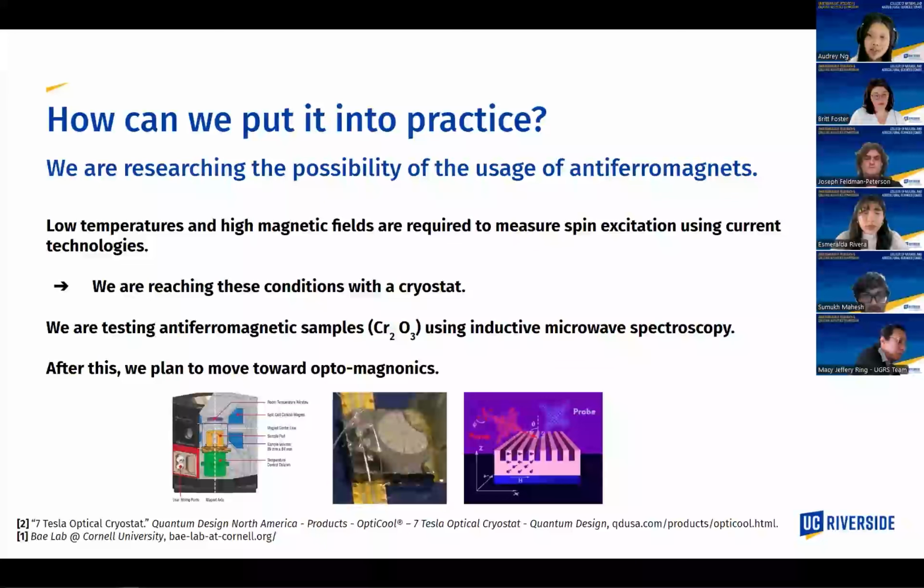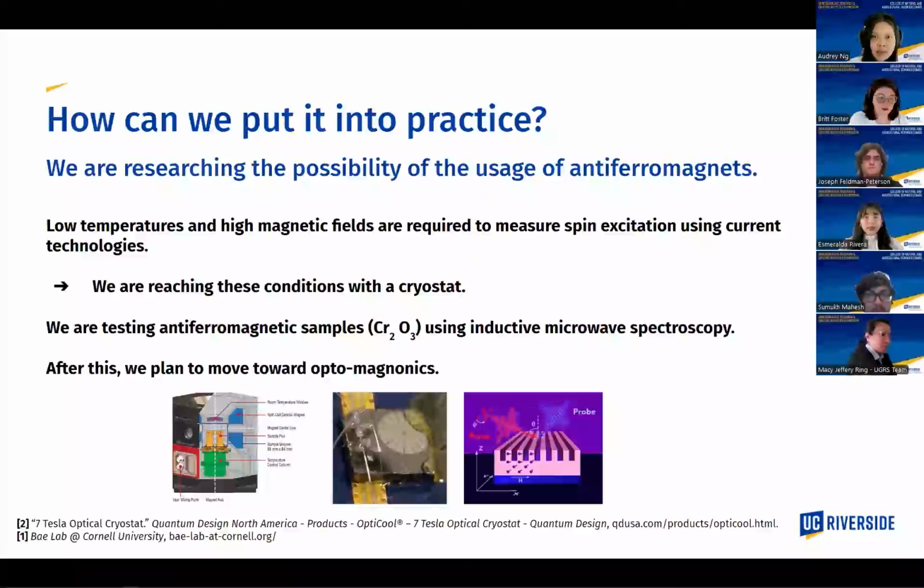There are some complications in this research. With how we currently measure spin excitation, we would need to put samples under very specific conditions. We are using a cryostat to generate cryogenic temperatures and very high magnetic fields. The machine that we currently use goes up to 7 Teslas. On the left, we can see a picture of the cryostat, and we can also see the sample pod, which is indicated by the color yellow.